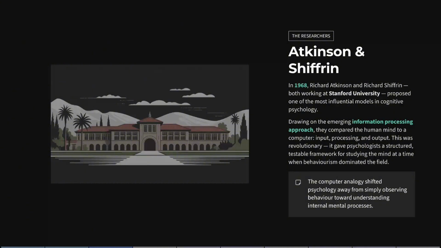We have a key term also here to remember: information processing approach, a way of understanding cognition by comparing the human mind to a computer, focusing on how information is encoded, stored, and retrieved. And this is the theoretical framework underpinning the multi-store model.